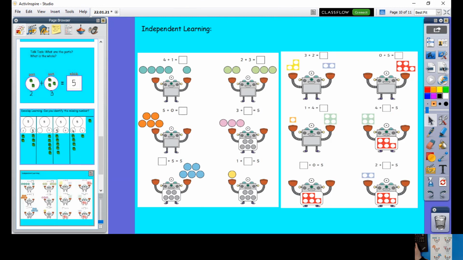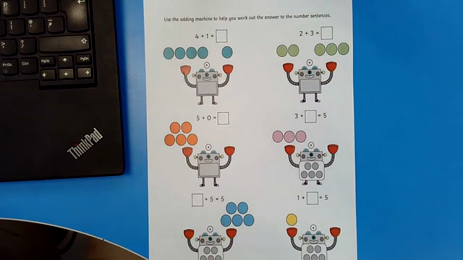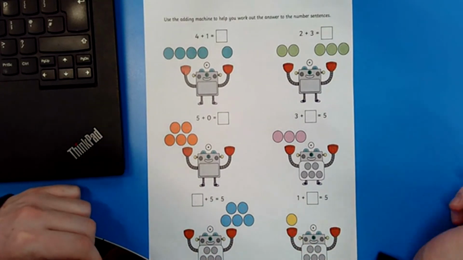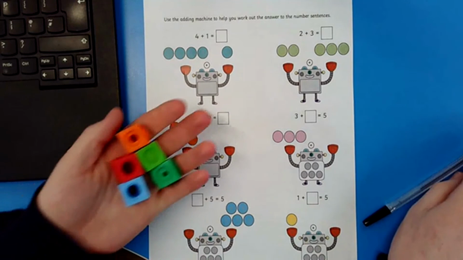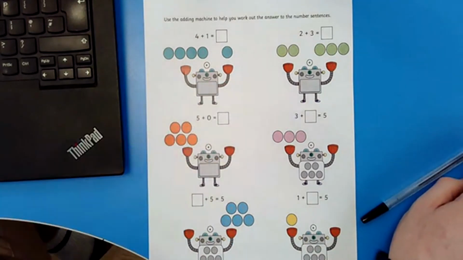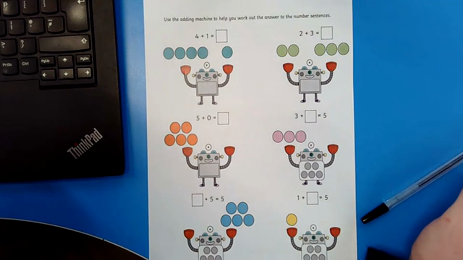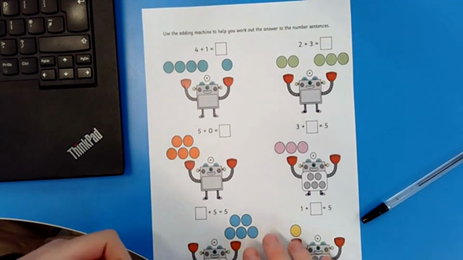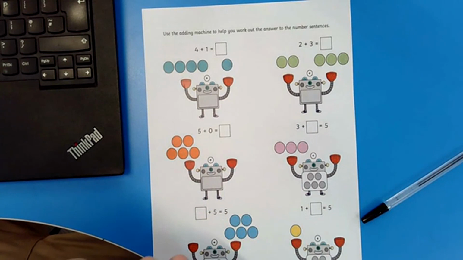Okay, on to our independent learning. So I'm going to show you what I can see with my visualizer now. Okay, it says here, use the adding machine to help you work out the answer to the number sentences. Now, you can use cubes to help you, or you can use the dots. That's up to you. But what I want to see is you counting on and using your number bond facts to answer the questions. I'm going to use cubes for this.